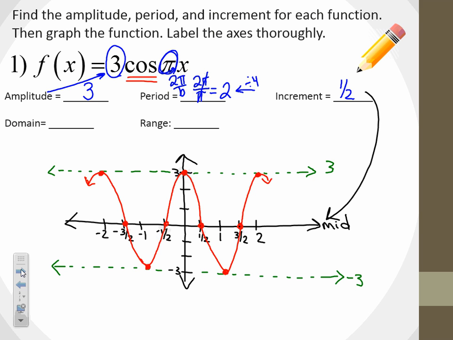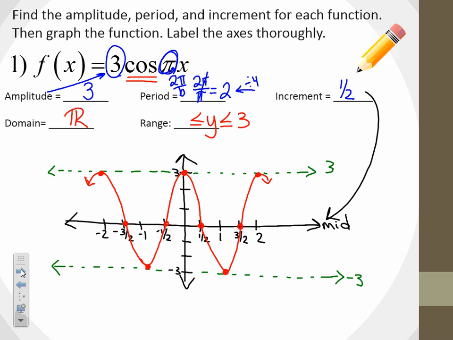And this is 2 periods of that cosine graph, one positive and one negative. So now we can sketch in the domain and range here, or we can fill that in. The domain is all real numbers. And the range is basically what are the y values doing. In this case, it's staying less than or equal to 3.